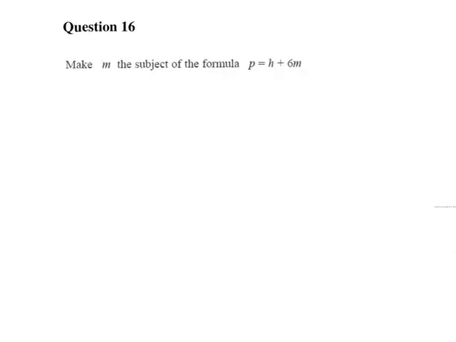Now this question here, we want to get rid of the h and we want to get rid of the 6. We'll start off with the h because it's just been added on. When something's added on, it's nice and easy. We're just going to take it away. So take away h from both sides. That's going to leave us with p take away h equals 6m.